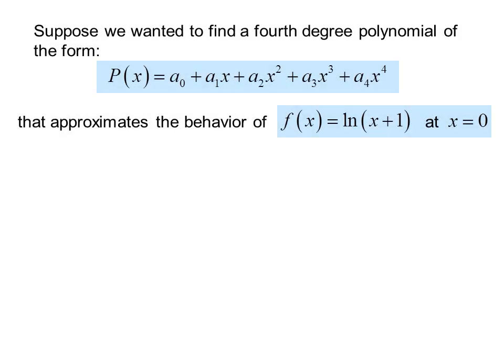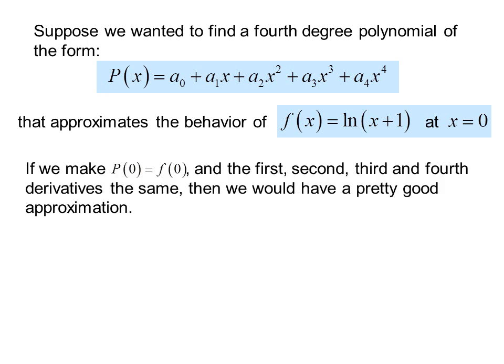Suppose we wanted to find a fourth-degree polynomial of the form p of x equals a sub 0 plus a sub 1 x plus a sub 2 x squared plus a sub 3 x cubed plus a sub 4 x to the fourth that approximates the behavior of f of x equals ln of 1 plus x at x equals 0. If we make p of 0 equal f of 0, and the first, second, third, and fourth derivatives the same, then we would have a pretty good approximation.